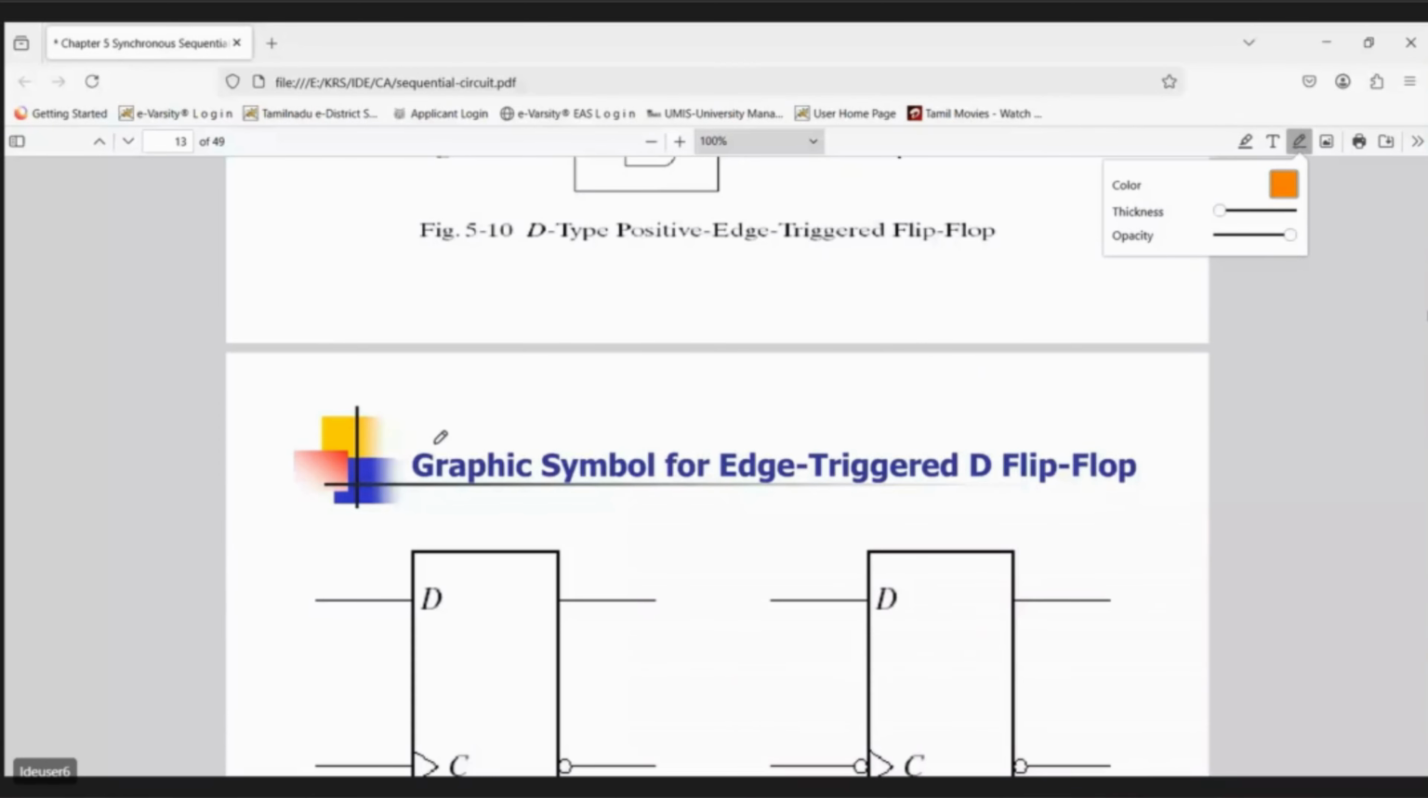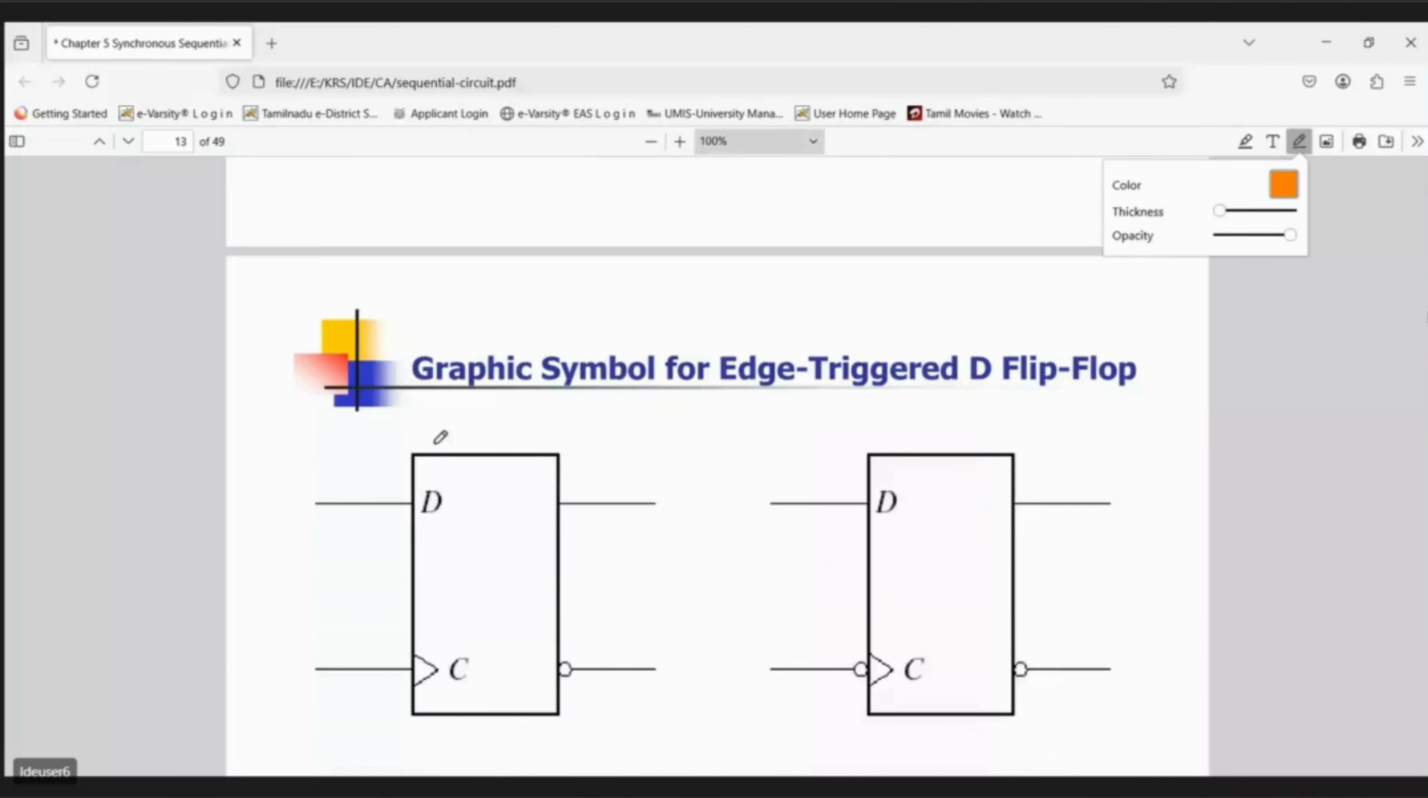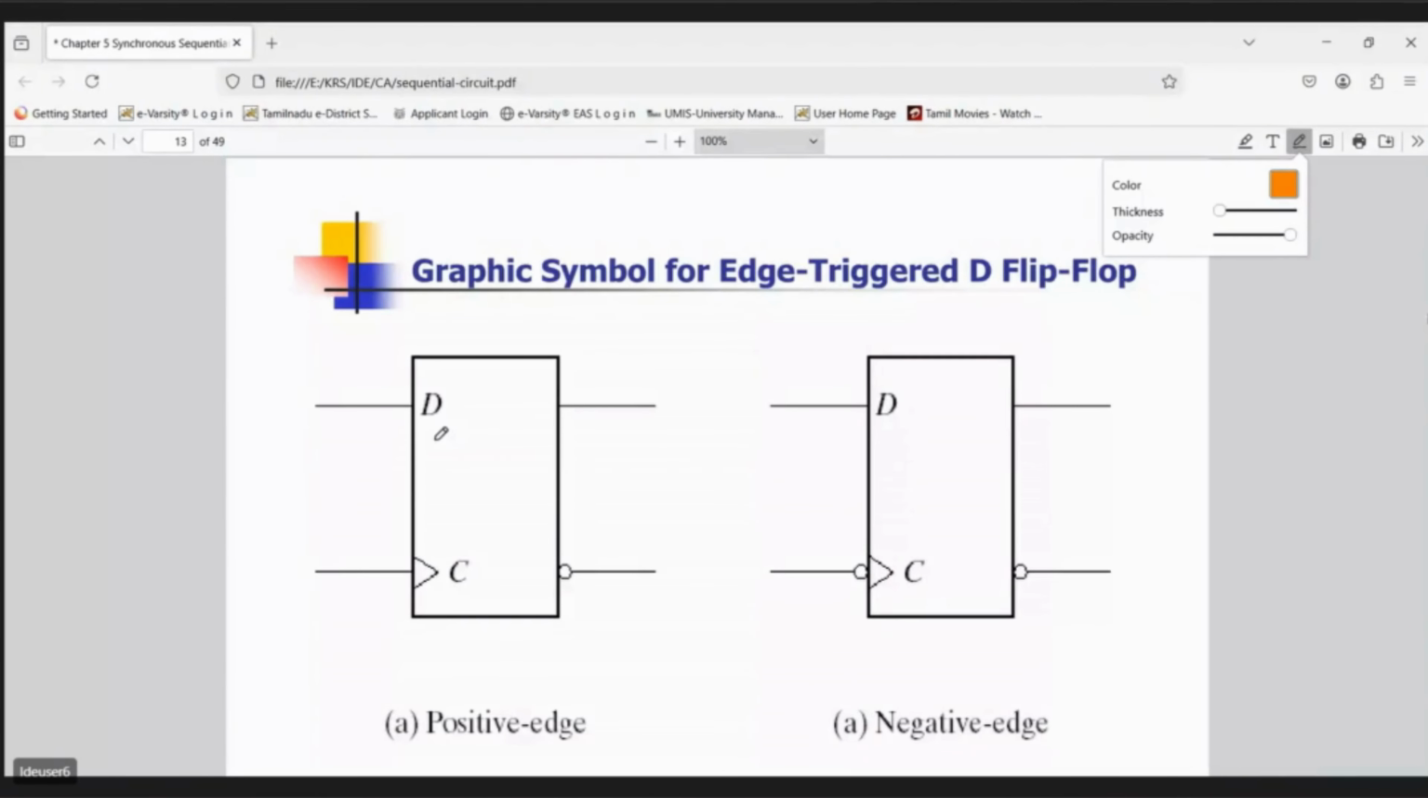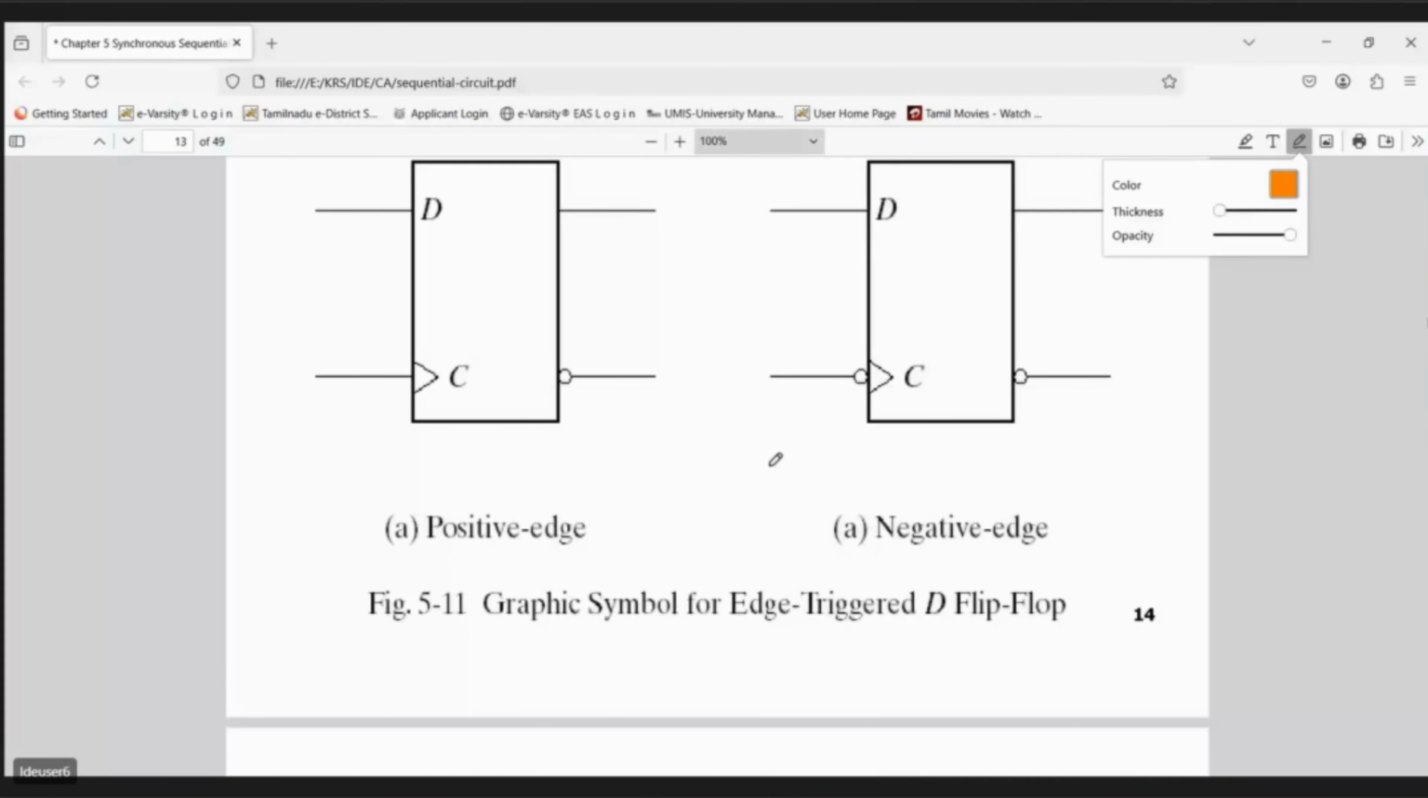So it's a graphical symbol for edge triggered D flip-flop. The first one is a positive clock pulse, the second one is a negative clock pulse. The first one has inputs D and C, then Q and Q dash outputs. The second one has D and the complement of C, then there are two outputs, Q and Q dash.